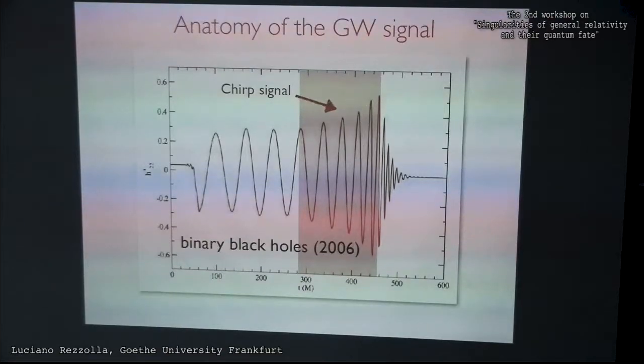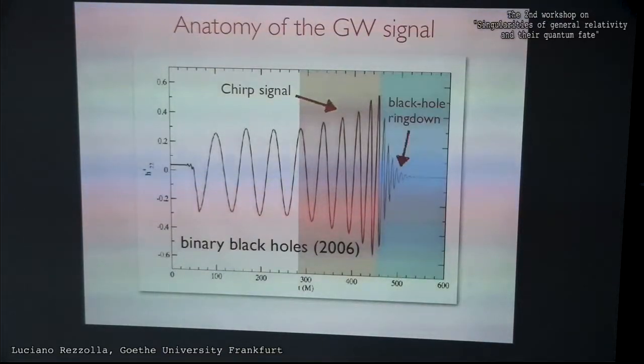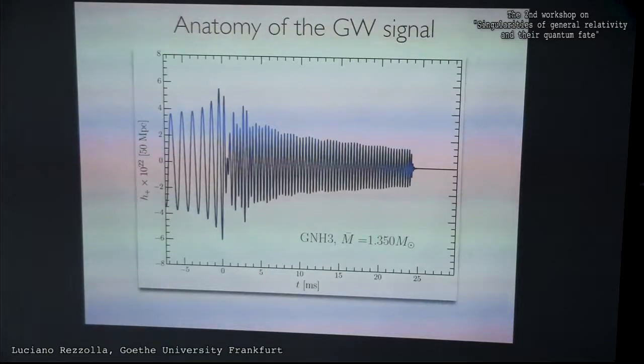So this is called a chirp signal. And then there is a ring down. Okay, so it's a very simple waveform when you look at it. It doesn't have interesting features. This is instead, by comparison, a binary neutron star, a prototypical binary neutron star waveform.